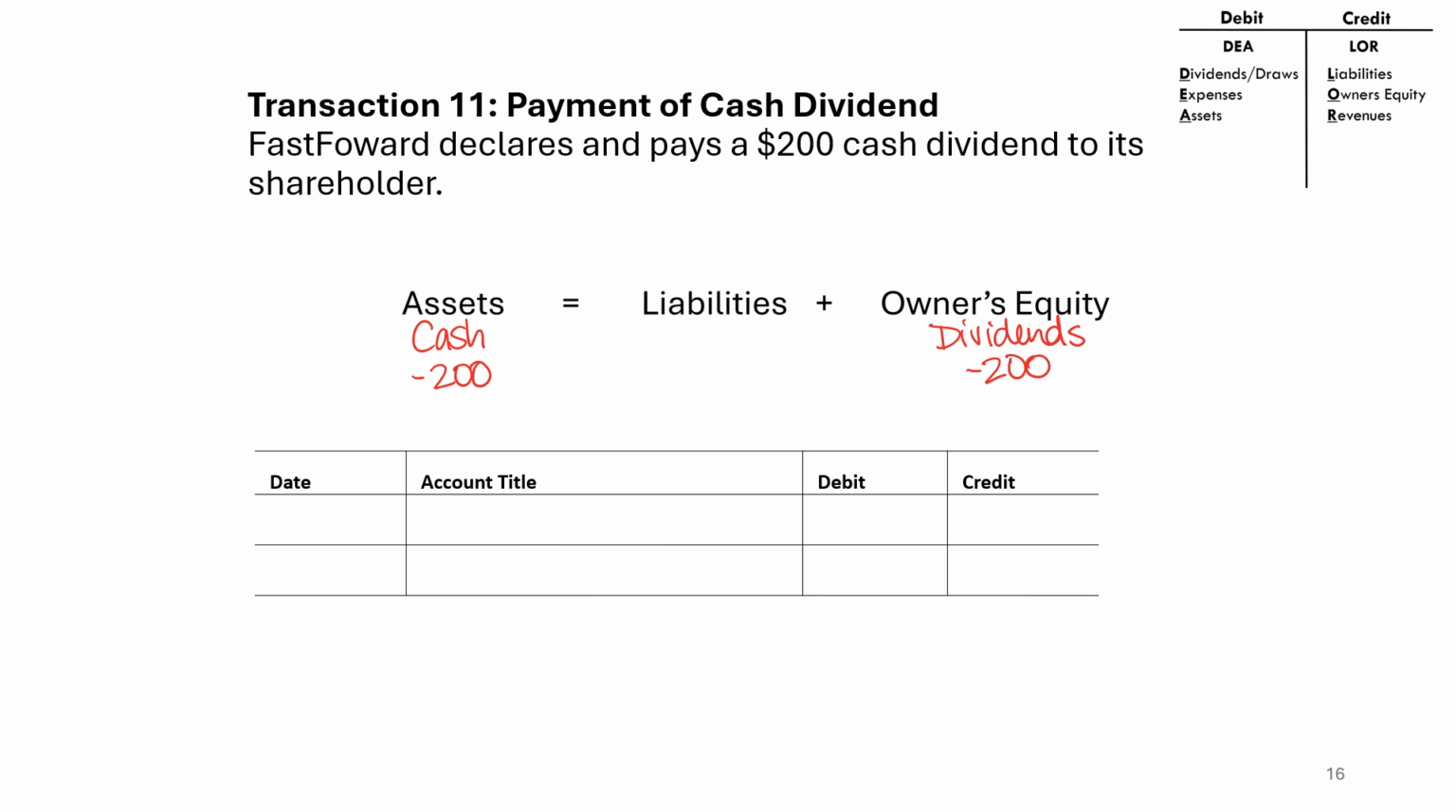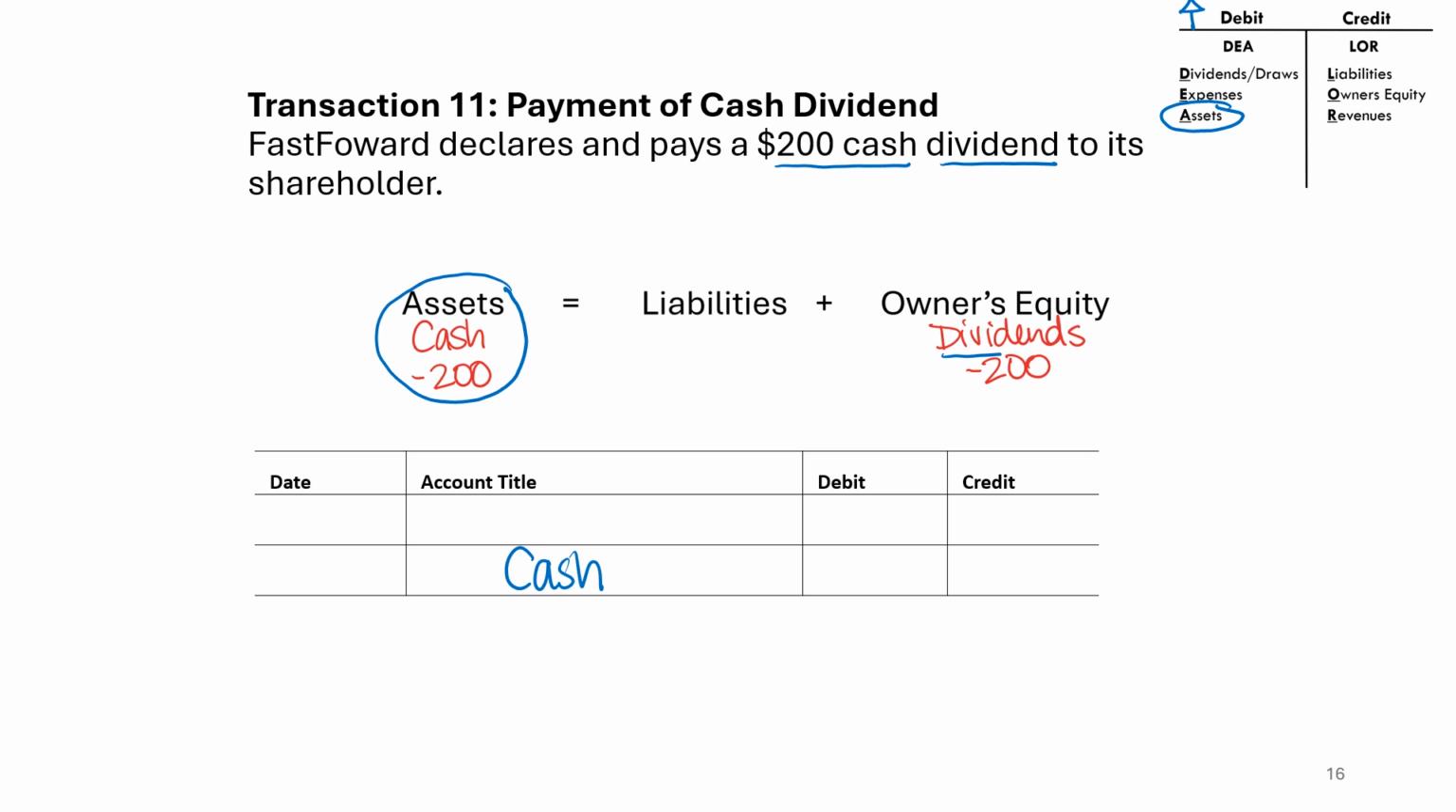Transaction 11, payment of cash dividend. A dividend is when a corporation pays out cash to its owner. So Fast Forward declares and pays a $200 cash dividend to its shareholder. Those are the two accounts affected. Cash is being decreased because it's being paid out. So we know that will be a credit to cash, because cash is an asset and assets are increased with a debit. Since cash is decreasing, it decreases with a credit.